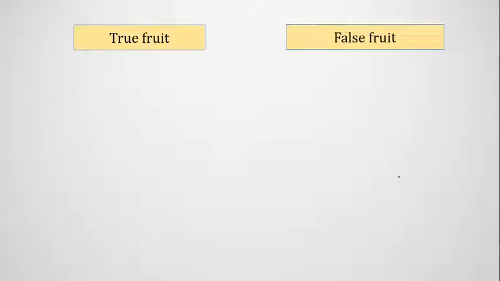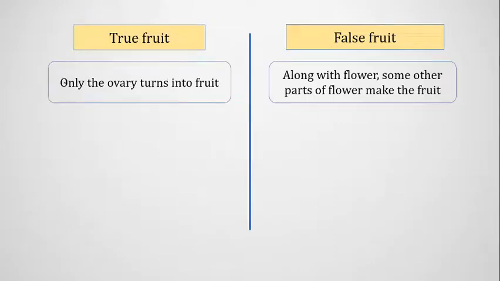Then we will discuss the categorization of fruits. We categorize fruits into two types, true fruits and false fruits, on the basis of which flower parts turn into a mature fruit. Actually, most of the fruits are considered true fruits. These are the fruits in which only the ovary contributes to the development of the fruit. When the ovary turns into fruit, and the fruit originates from the ovary and no other part of the flower, this type of fruit is called true fruit.